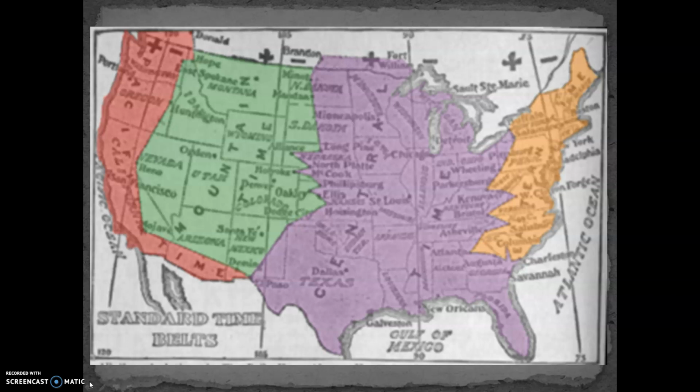I'd also like to point out on this one, this early map, Ohio was actually in the central time zone then. We're in the eastern time zone today.